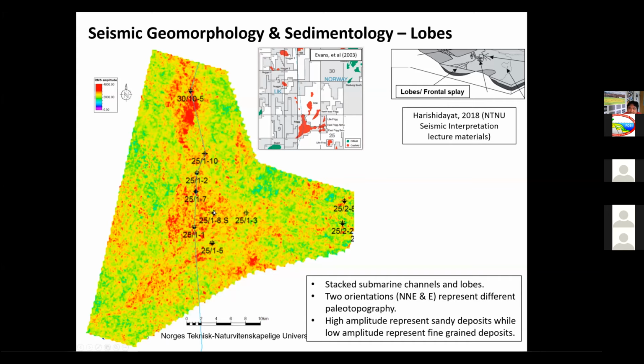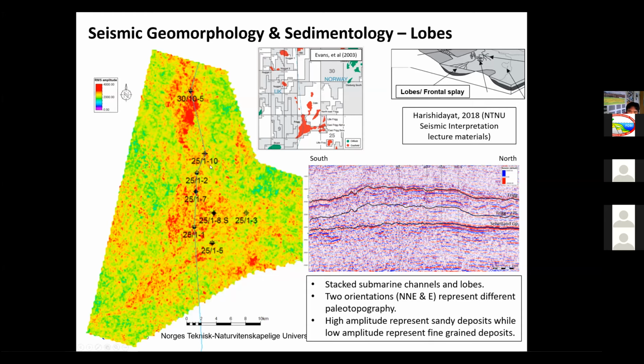And if you look at this blue line here, the north-south blue line crossing the wells, this is the seismic section of it, and this map is a zone slice from this interval. You can see here on the seismic section that you have isolated bright amplitude, and sometimes you can see some in this area here that represent the channels and lobes system.